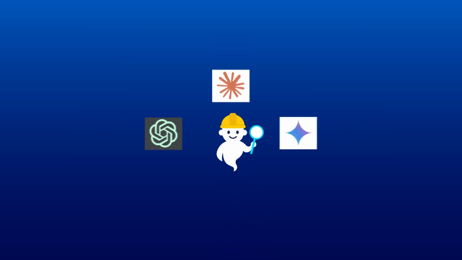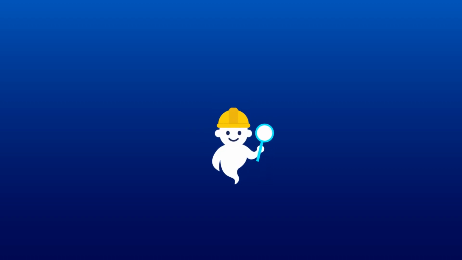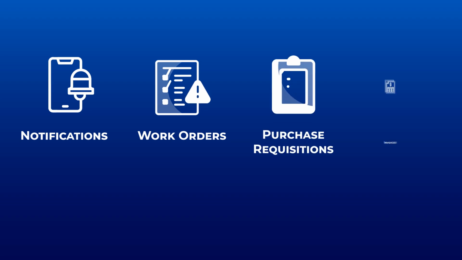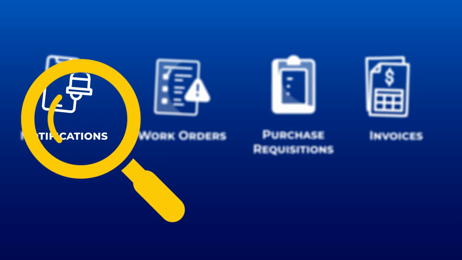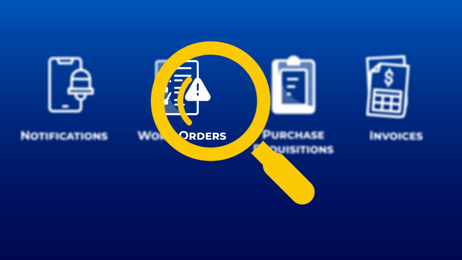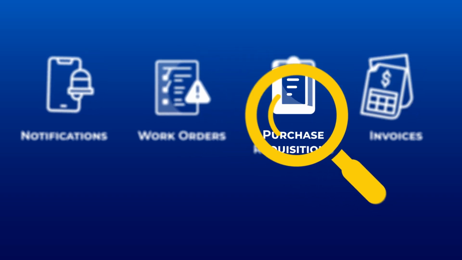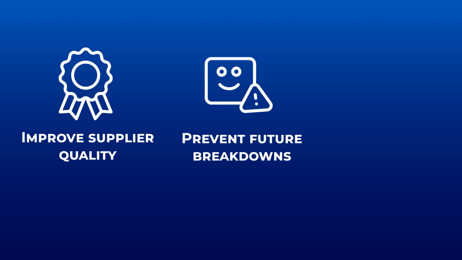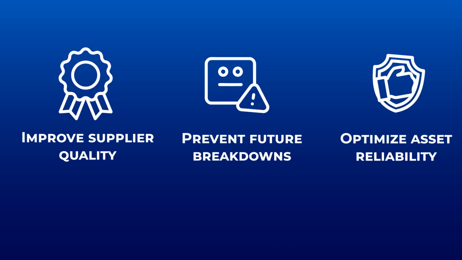Genie uses large language models to analyze historical data across notifications, work orders, purchase requisitions, and invoices. It finds hidden patterns in subcomponent failures and associated costs, giving you the insights you need to improve supplier quality, prevent future breakdowns, and optimize asset reliability.